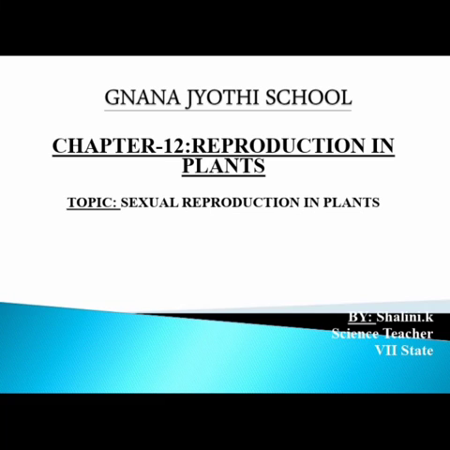Let us continue with chapter 12, that is reproduction in plants. Today we are going to study sexual reproduction in plants. As I mentioned, there are two types of reproduction in plants, that is asexual reproduction and sexual reproduction. In our previous class, we studied asexual reproduction, where only a single parent is involved. So we had studied many methods of vegetative propagation, right?